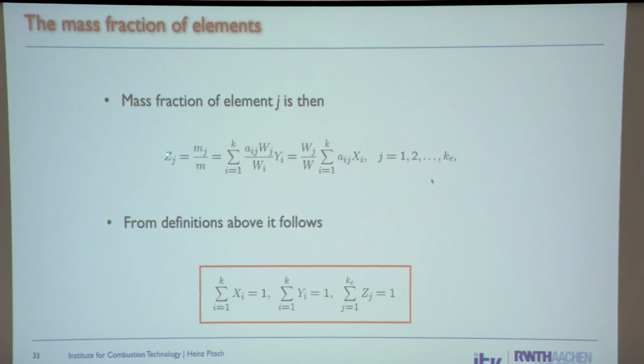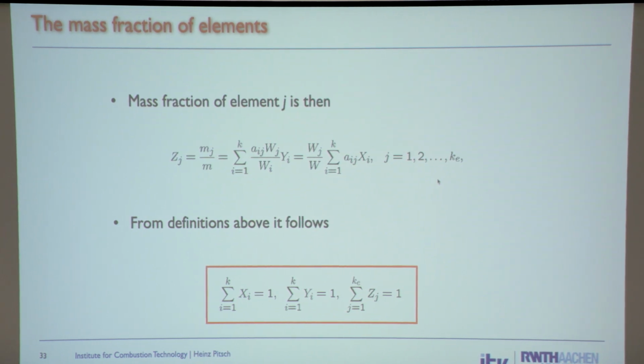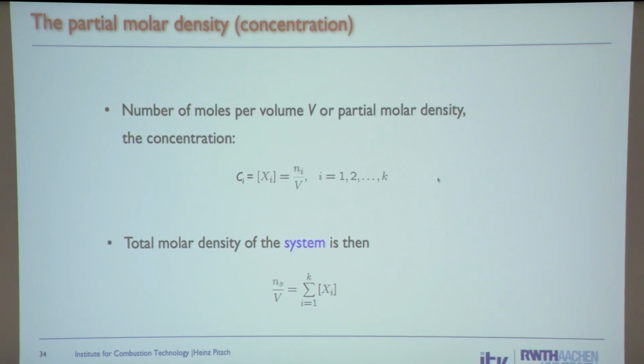And we can also define an element mass fraction. So this was the element mass fraction for each element, H, O, N, and so on. And then, of course, the mole fraction, mass fraction, and element mass fraction are always defined so that they sum to 1 over all species.